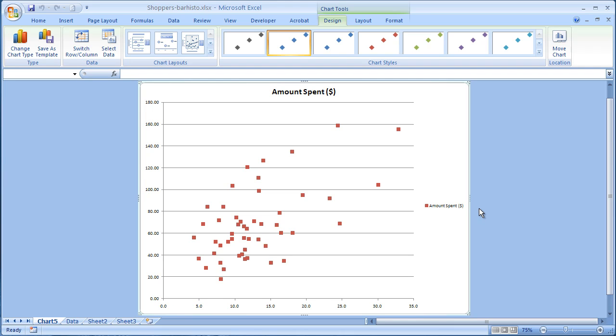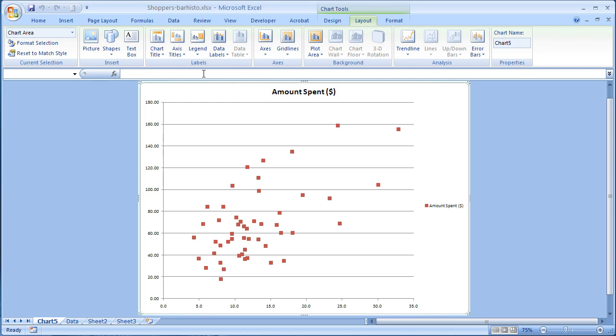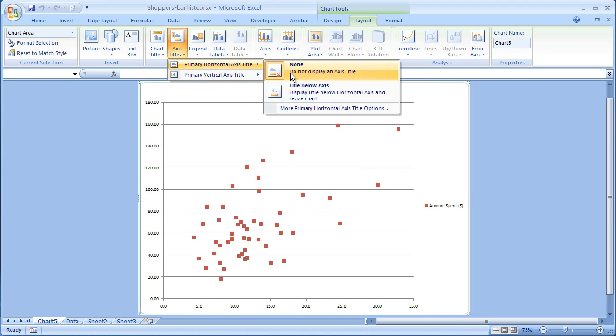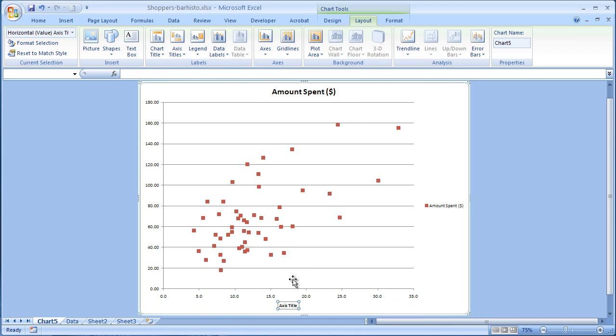Now, before I do that, let's just make the two axes a little more descriptive. So the x-axis is the amount of time spent online in minutes, and the y-axis is the amount spent in dollars. Okay, so let's go to the Layout tab, and let's put some axis titles. So primary horizontal axis, title below axis. So let's put the x-axis title over here, which is time spent online in minutes.